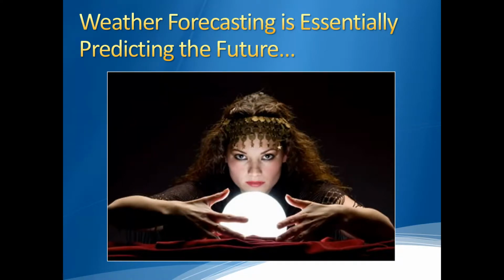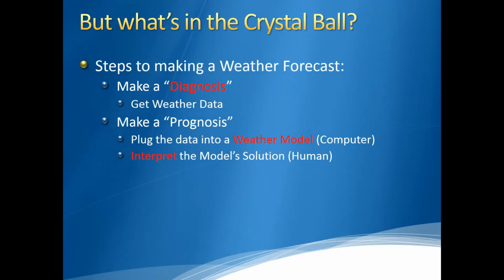Well, there are 2 steps to making a good weather forecast. The 2 steps are making a diagnosis and making a prognosis. If you've ever been to the doctor before, they will give you these 2 things, a diagnosis and a prognosis. The diagnosis tells you what the problem is. The prognosis tells you what's going to happen next, in a sense. And so weather forecasting is very much the same thing.